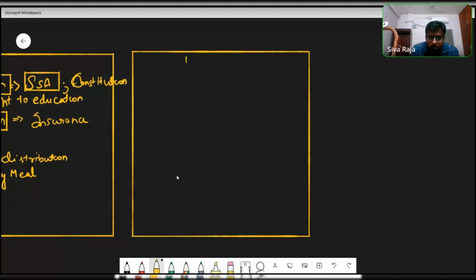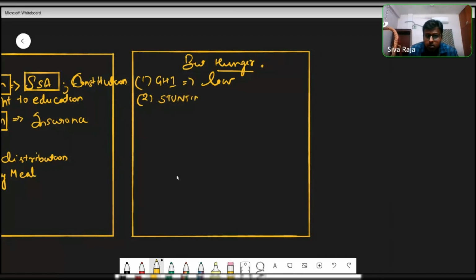hunger is still there. The Global Hunger Index says India is at a very low position. Even if you do not know the rank, it is okay. It is low. And you can provide data, for example, on stunting. Stunting means having a low height. For this you can use the data from the National Family Health Survey. The latest is 5, but 4 is available.